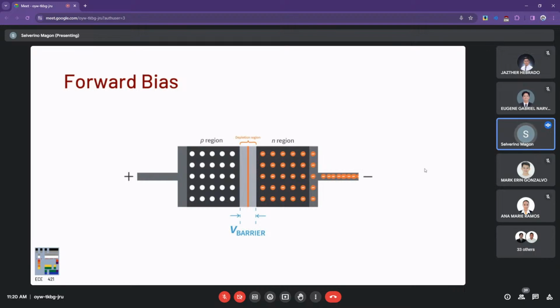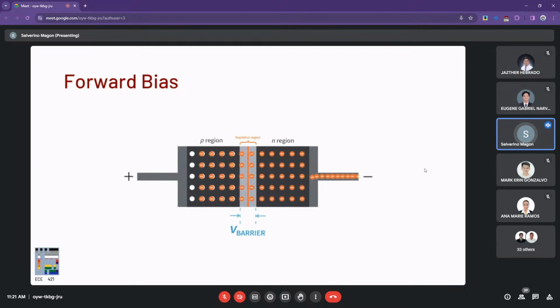The external bias voltage provides enough energy, but since it takes so much energy to overcome the barrier potential, once the free electrons pass through the junction, they immediately combine with the holes in the valence band and become valence electrons. Then these valence electrons start to move toward the left end of the p region because they are attracted to the positive side of the external bias voltage.